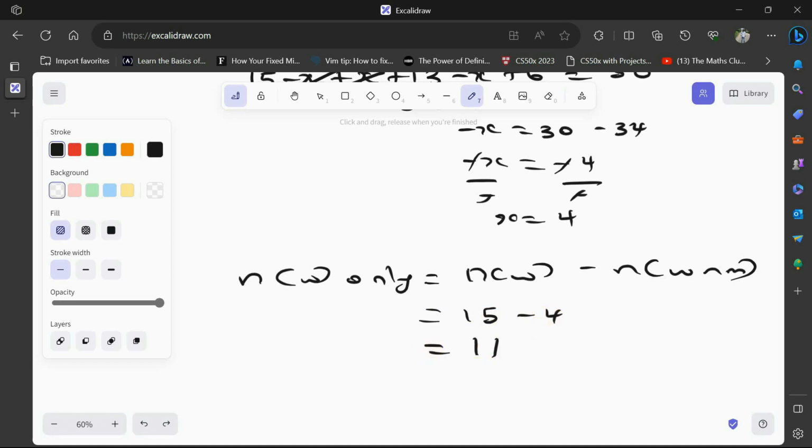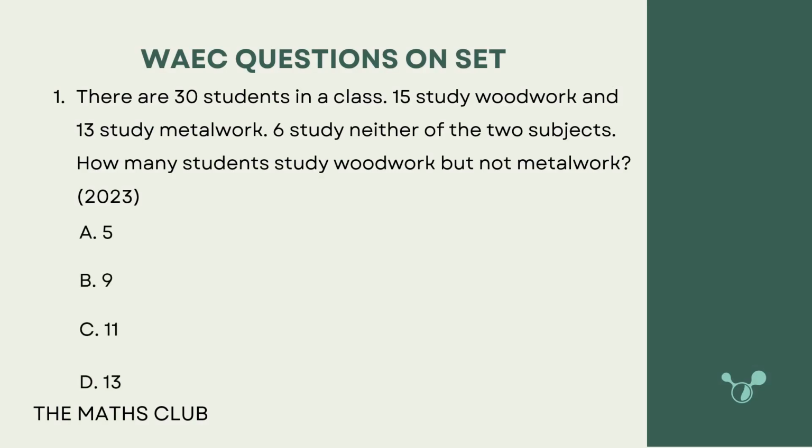Right, so two different approaches, same result. Whichever one that you actually prefer. As a matter of fact, if you ask me, I actually prefer the Venn diagram approach. It's easier. But let's see if our answer is correct. So out of these options, our answer should be option C.